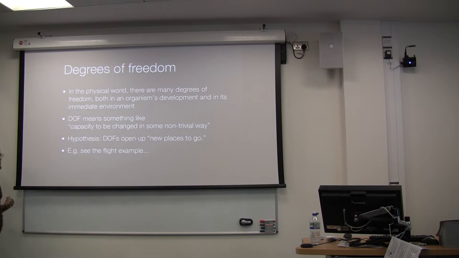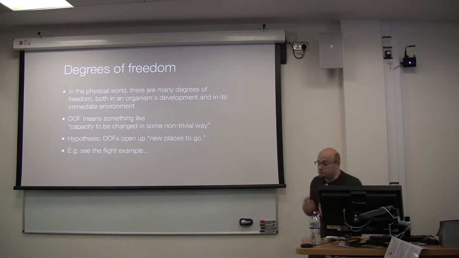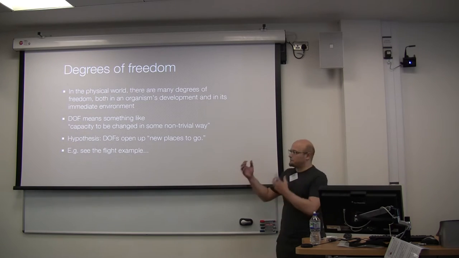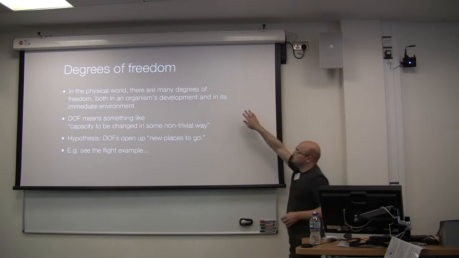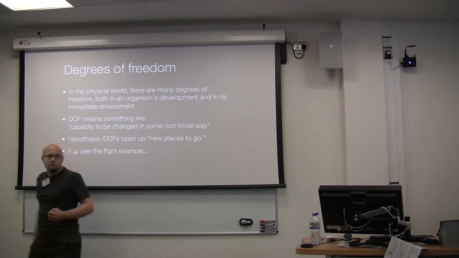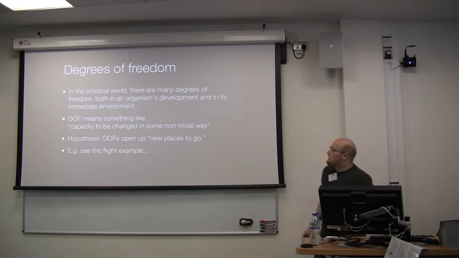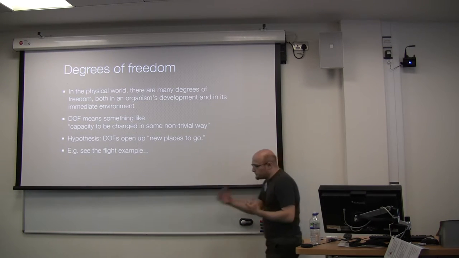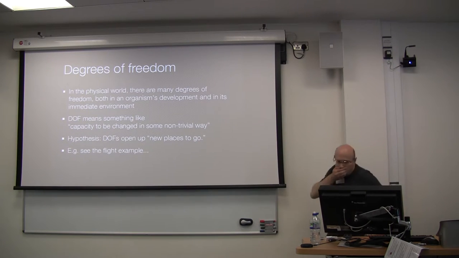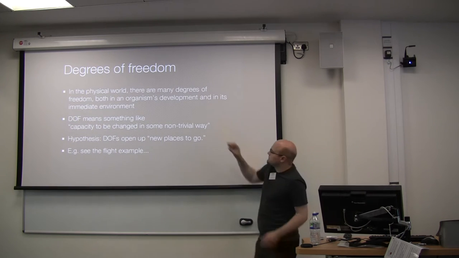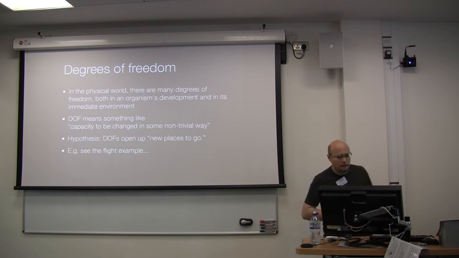So in the physical world, there seems to be something about physics that enables those things to exist, because for some species, certainly not for all of them, biology seems to have that property. Well, the physical world has many degrees of freedom, both in an organism's developmental process, in terms of complex things in the environment that you have to learn about, and just in terms of the environment itself being a very dynamical thing, which I'll explain a bit about in a second. So a degree of freedom means something like the capacity to be changed in some non-trivial way.